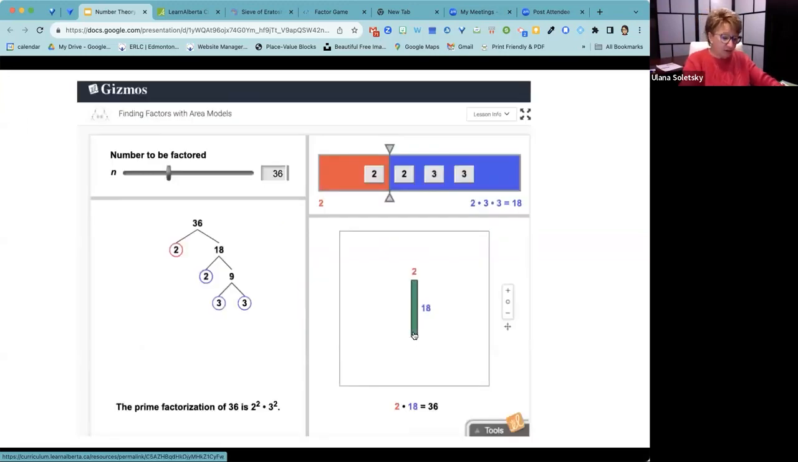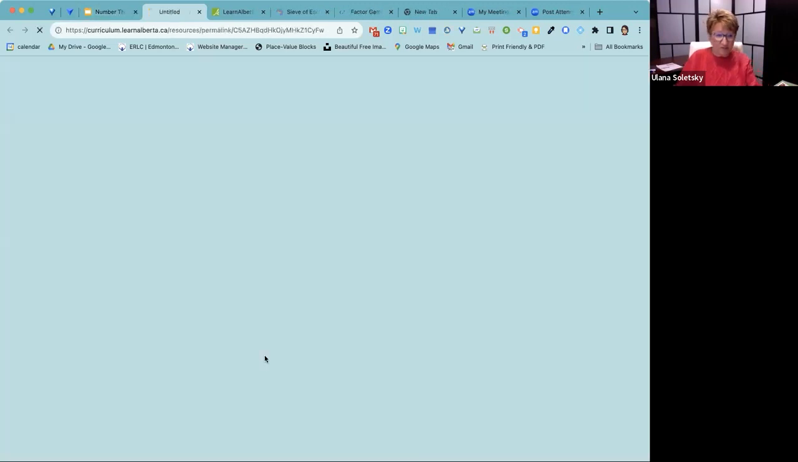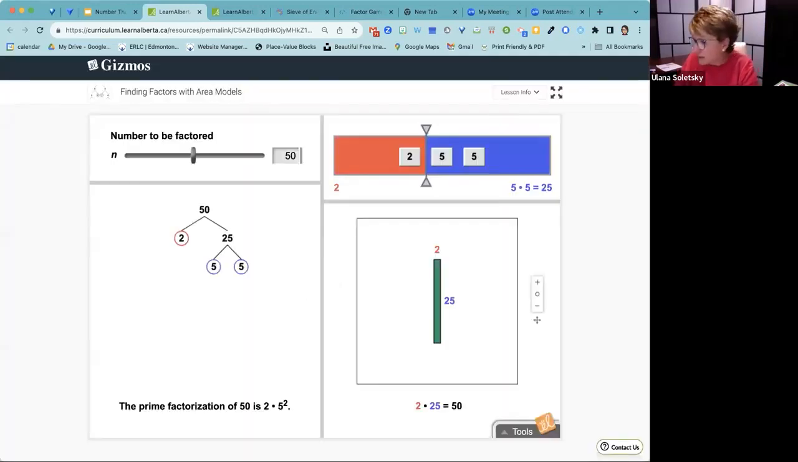The other gizmo that you can use is the area model, which looks like this. I think I put that link here. Oh yeah, there's that link. I forgot to put the area model on here, so I'm just going to copy that and put it into the document.